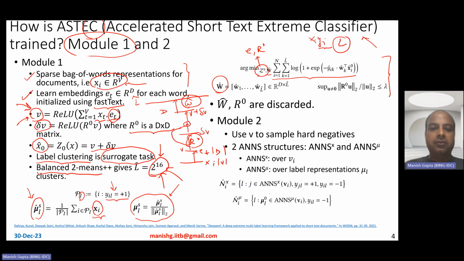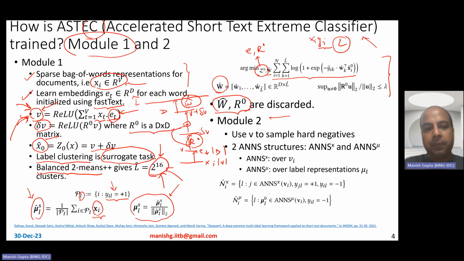So once you're done, why were we doing all of this? Remember, we are doing all of this just to get a very good representation V, and also a very good representation X naught. In fact, after you're done with all of this, you're going to throw away W hat and R naught. W hat and R naught are not useful. You're just going to retain this V guy here. All of this just to learn these awesome embeddings, by the way. So when module 1 is done, you throw away W hat and R naught after the training is done.